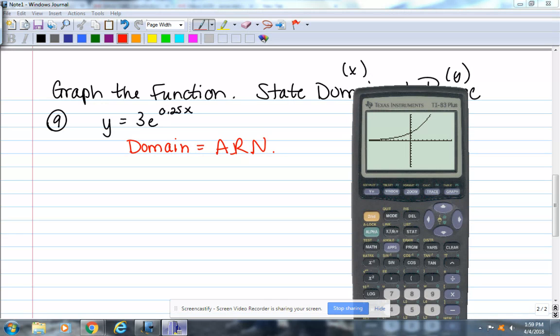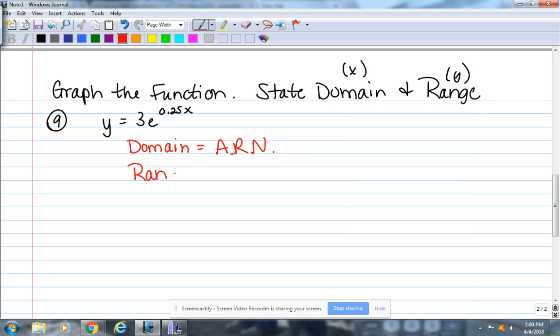Now range means where our y's go. Do our y's ever cross the x-axis? No. So what do we say about our range? That y has to be what? Greater than 0, because it looks like we have an asymptote at 0. So for the range, if it never crosses, y has to be greater than 0. Our graphs are finite and don't show the whole picture, because obviously graphs go on forever.